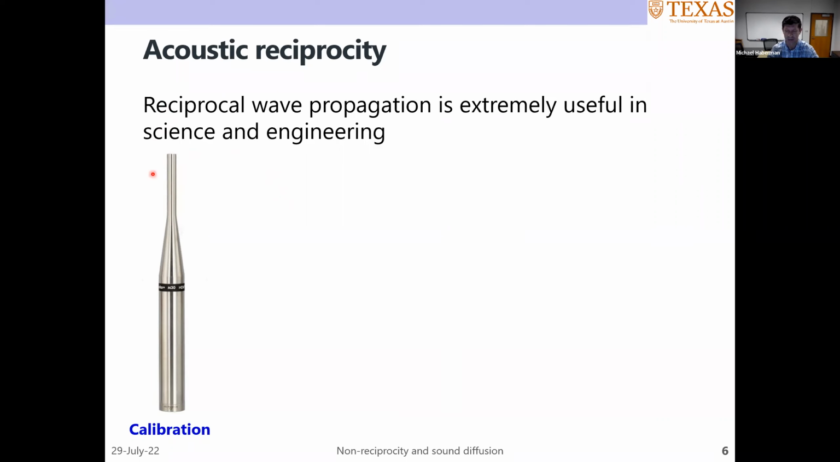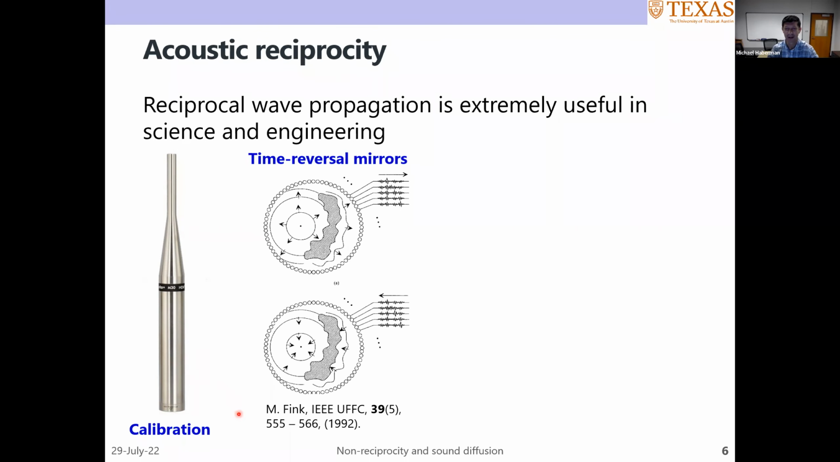a very fundamental principle in wave phenomena in general, and we use it a lot. You should probably be familiar that we use it in calibration. One of the best ways to do a real baseline calibration of a microphone or a hydrophone or a source is actually to use the principle of reciprocity, as opposed to a comparison calibration.